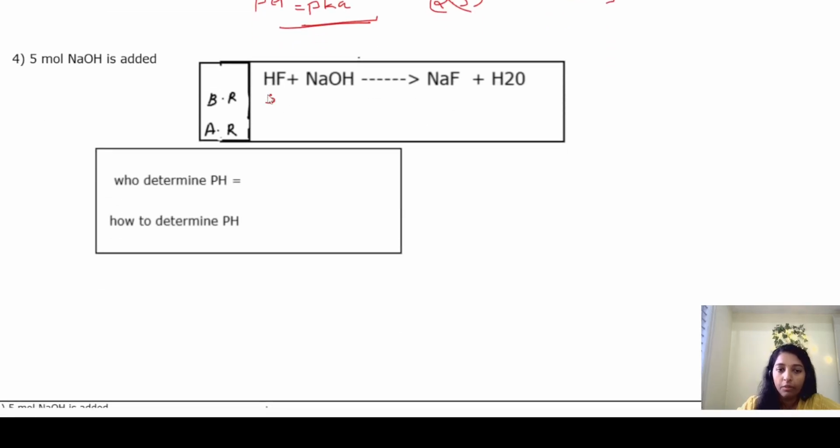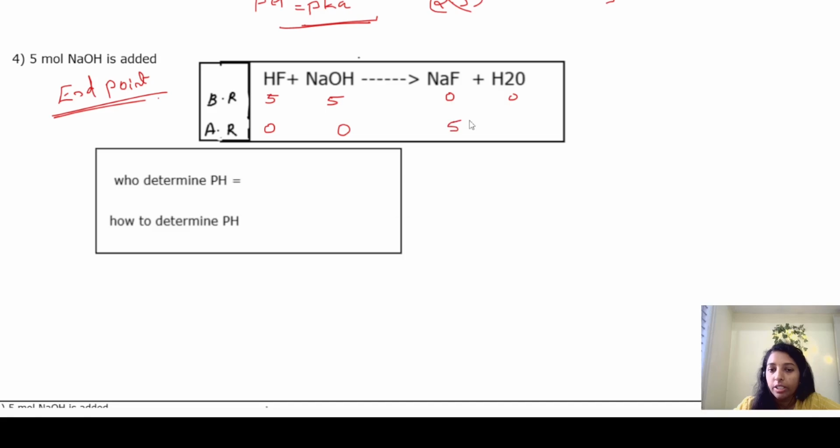Okay. Then 5 moles of NaOH is added. Here 5, here also 5, and 0, 0. After the reaction, this is 0 and this is 0. What is this point? This is the end point of the titration, right? Both are limiting reagents. That is the equivalence point, correct?